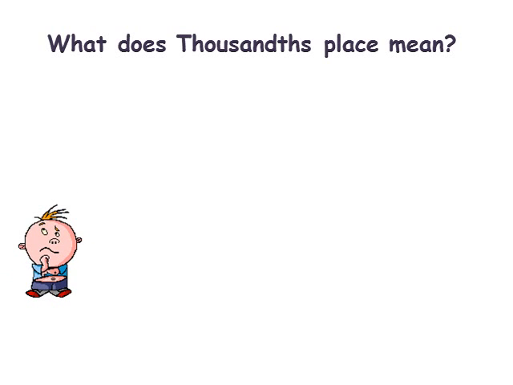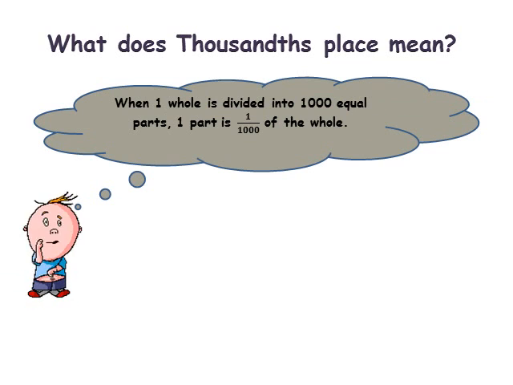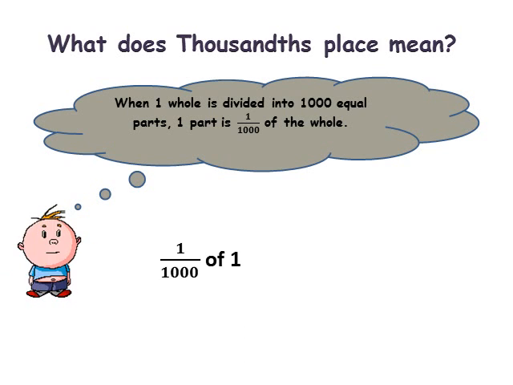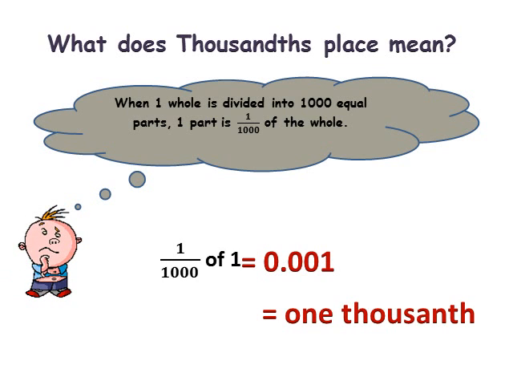Okay, so what does the thousandths place mean, right? When one whole is divided into 1,000 equal parts, one part is 1,000th of a whole. So if your one whole is really small, then 1,000th of that is really, really smaller.